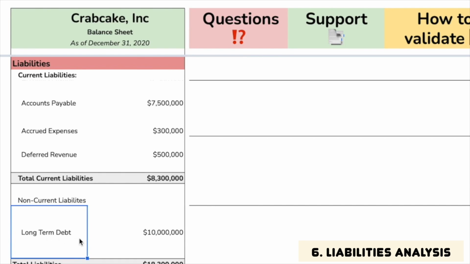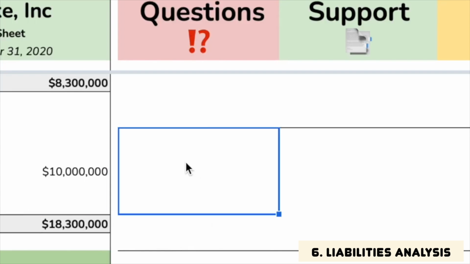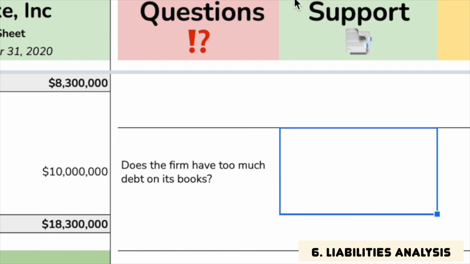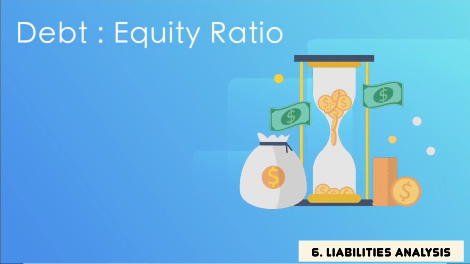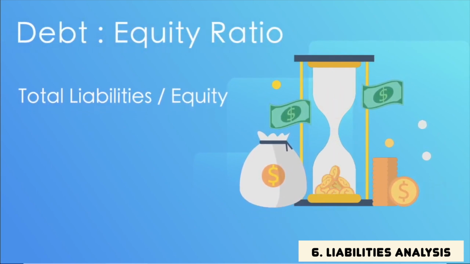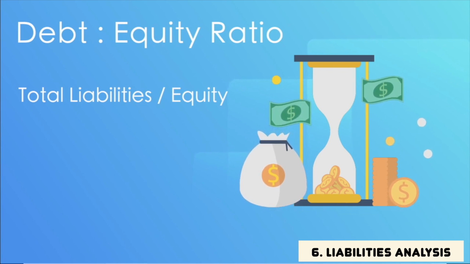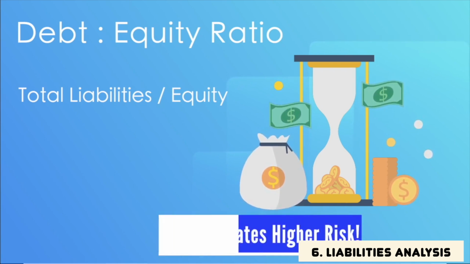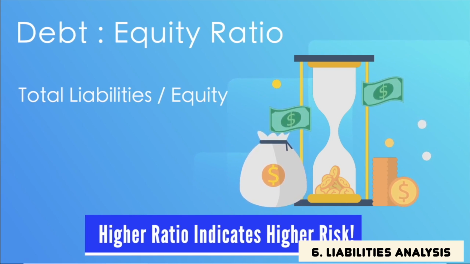When I look at long-term debt, I see the company has $10 million in long-term debt. And the question I'm going to have is whether the company has too much debt on its books. And the support in this case is going to be analyzing the debt to equity ratio. The debt to equity ratio compares the company's total liabilities to its shareholders' equity, and it can be used to evaluate how much leverage the company is using. Higher leverage ratios tend to indicate a company or a stock is taking too much risk to shareholders.